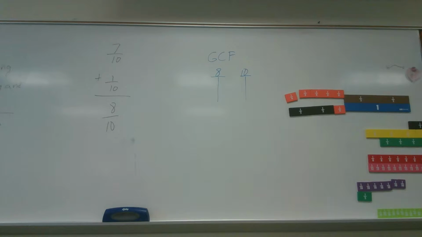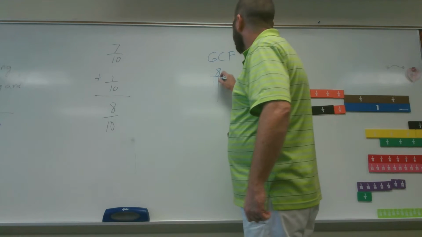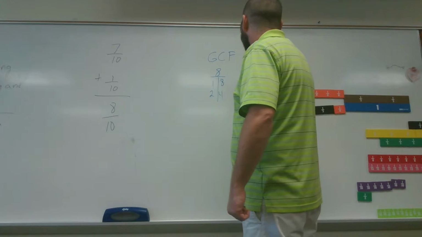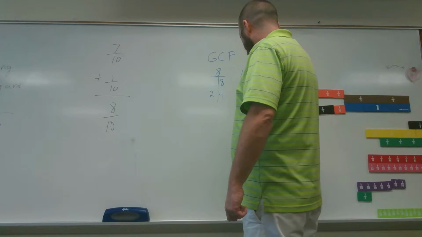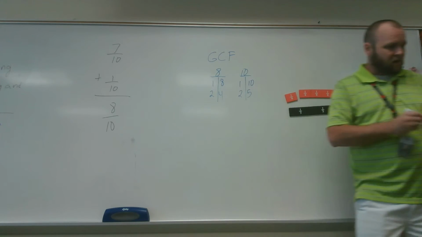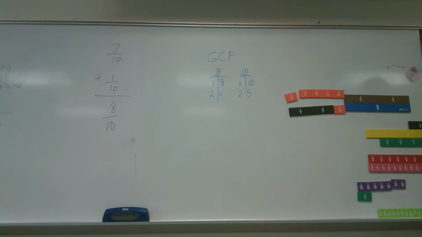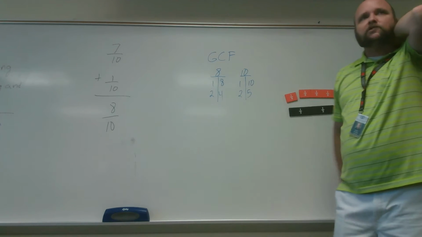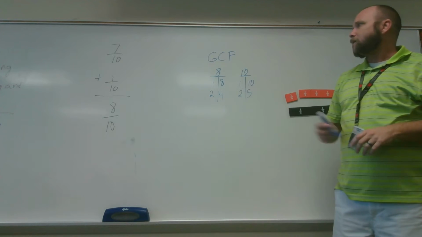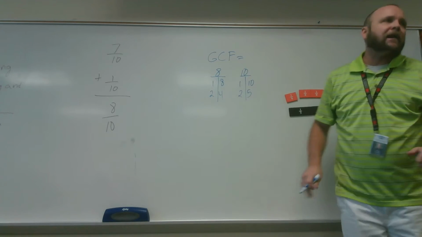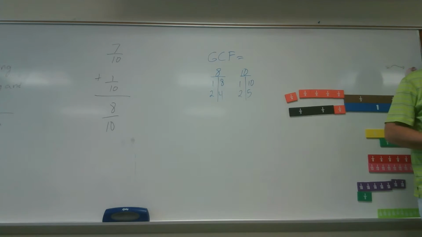So I list my factor pairs for 8. So 1 and 8, 2 and 4. For 10, 1 and 10, 2 and 5. What kind of number is 8, prime or composite? Composite, because it has more than just 1 and itself. All right, so what is the greatest number that shows up in both of these lists?